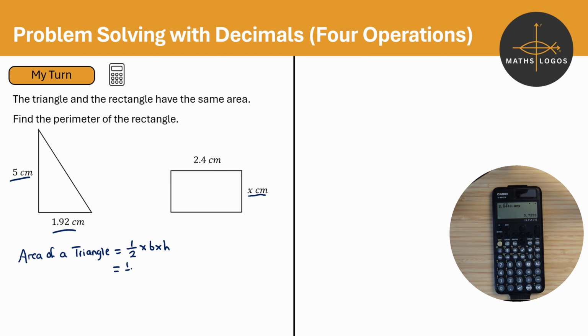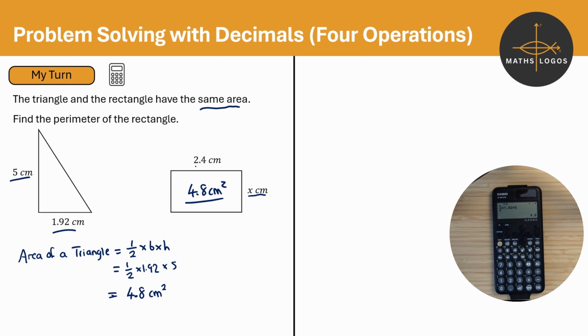So we have a base of 1.92 centimeters and a height of 5 centimeters. I'll plug that into my calculator and see what I get. So use the fraction button right there to get my half, or I could write 0.5 multiplied by 1.92 multiplied by 5. And that gives me an answer of 4.8 centimeters squared because it's area. Okay, so that's the area of the triangle. The triangle and the rectangle have the same area. In other words, this has an area of 4.8 centimeters squared as well.